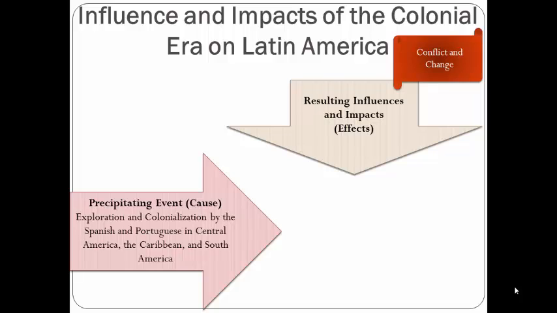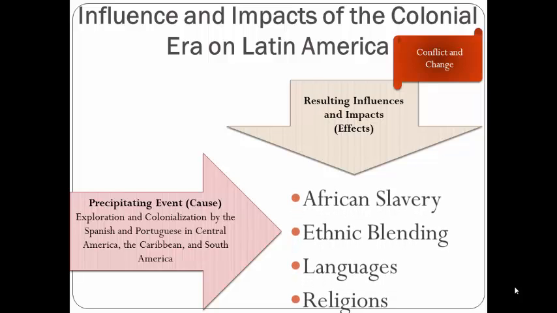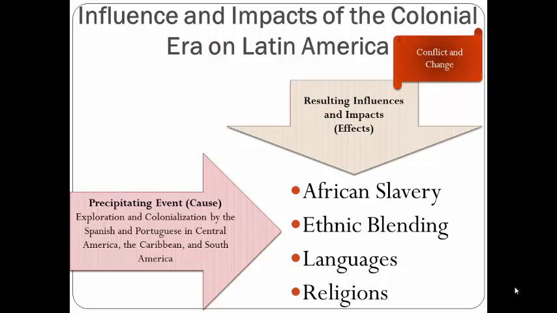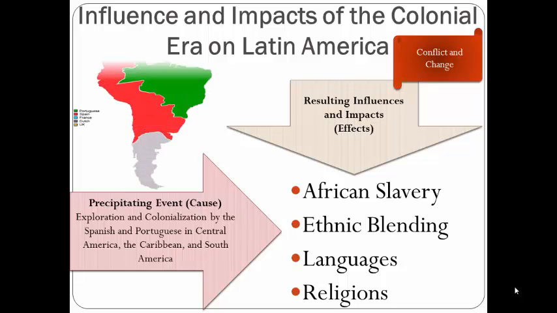While there are multiple influences that you can teach, we will focus here on 4 of the main results that are suggested by your standard. An important note will be helpful here. We know that there were many European nations participating in the exploration and settlement of Latin America. However, due to the pervasive and lasting influences of the Spanish and Portuguese, these are the primary ones you will focus on with your students.